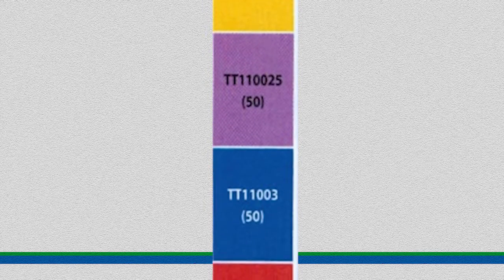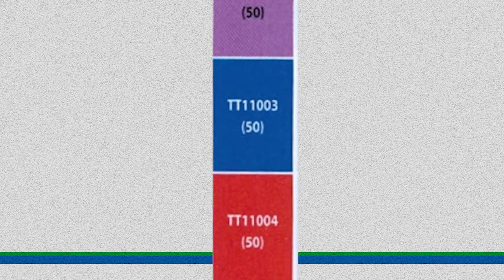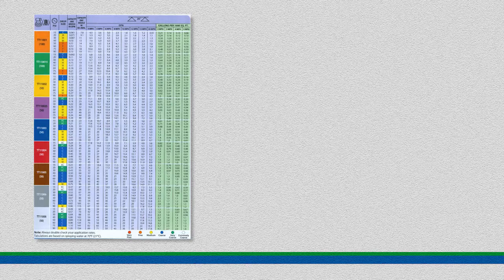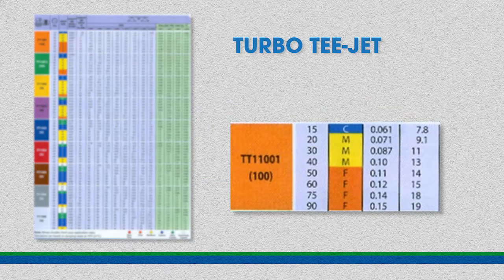The far left column lists all the orifice sizes available for this nozzle type. Each color code there represents the orifice size. So at the top, we have an orange, that is the TT11001, all the way to the white at the bottom, TT11008. You'll notice each one of these orifice sizes has the TT at the beginning of the name. That refers back to the nozzle type, Turbo TeeJet.